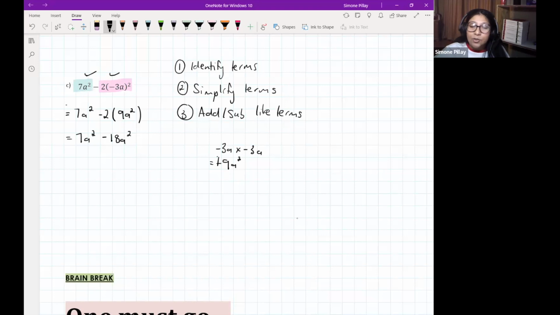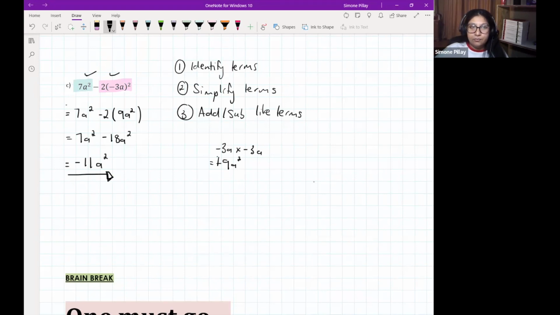So I'm thinking you didn't get the same answer. Then we have 7 minus 18 is going to give me negative 11a squared. Rory-san, are you with me on how we got to this answer? Yes, ma'am. You sound a little bit confused. What confused you?